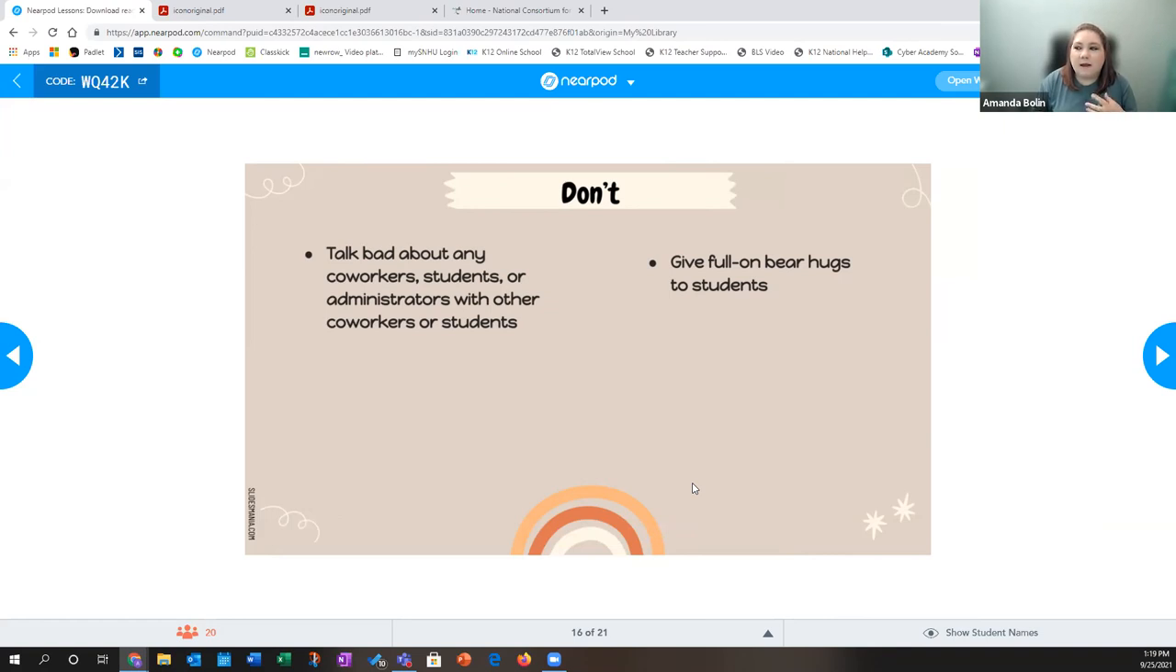So what I mean by full-on bear hugs, you know, don't go up to them and do like this and give them the strongest hug you've ever given. You know, do elbows or give them a little side hug. And that's just really to protect you. So nothing gets said.